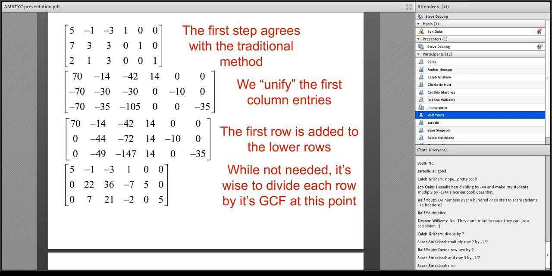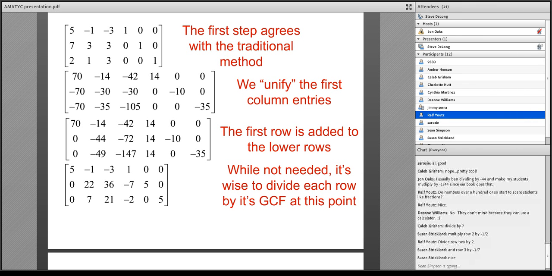Let me see what my next slide is supposed to be here. Now I think that you can all get the idea about what's going on here. The next thing that you would do is approach the second column the exact same way. You would figure out what a common multiple of all of those numbers was, 7, 22, and -1, and you would get them all to be the exact same number. In this case, their common multiple would be 154.